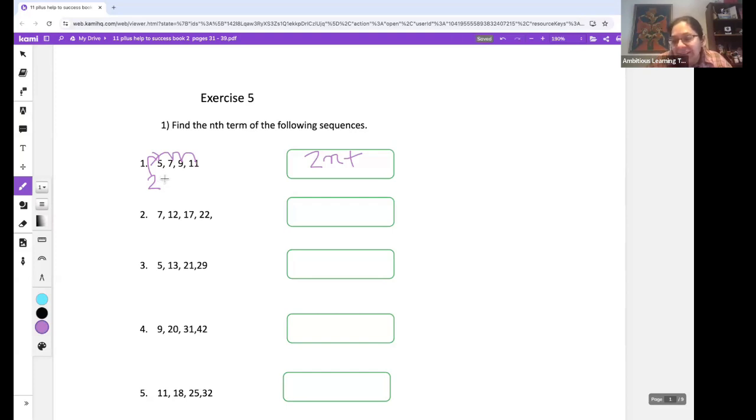Anyone? You're not adding 2. What are you guys adding? Yes, I can see your fingers. All of you did right fingers. It's 3. So your sequence for the second one would be 2n plus 3. That's your sequence for the first one.